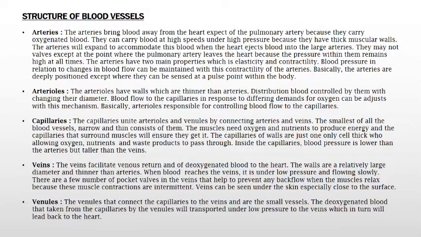Structure of blood vessels. The first one, arteries. The arteries bring blood away from the heart, and except for the pulmonary artery, they carry oxygenated blood. They can carry blood at high speeds under high pressure because they have thick muscular walls. The arteries will expand to accommodate this blood when the heart ejects blood into the large arteries.